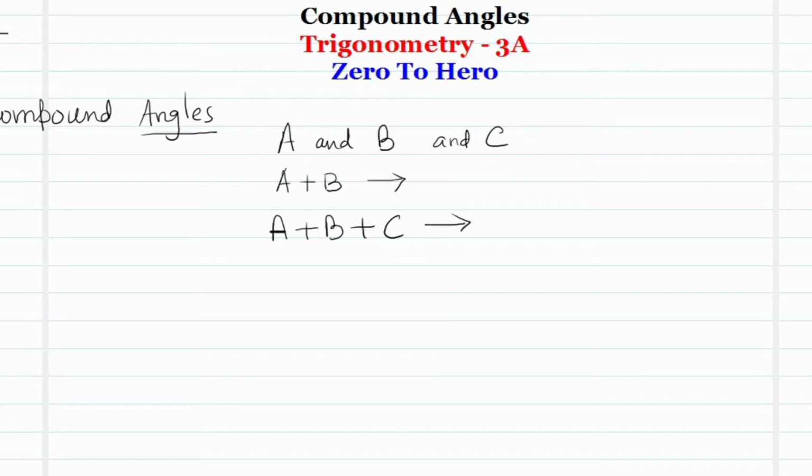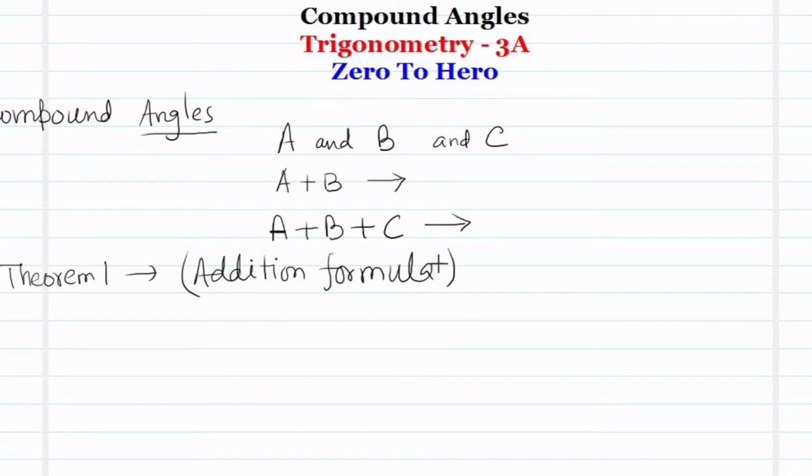The next concept is the addition formula for any two angles A and B, and let me call this a theorem and let me write it as addition formula. Now here I will write four formulas. The first one: A plus B is the angle, and what is the value of sine of A plus B? So sine of A plus B is equal to sine A cos B plus cos A sine B. Sine A cos B plus cos A sine B.